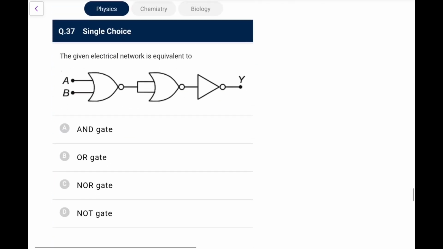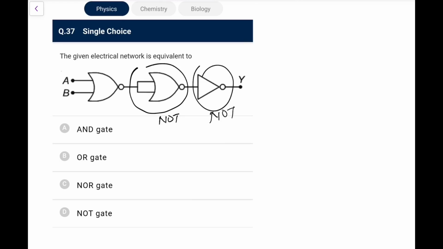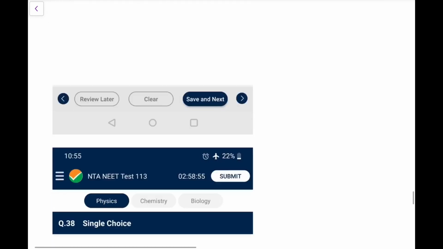The given electrical network is equivalent to what? Whenever you convert the same input to an OR or NAND, it becomes a NOT gate. It is also a NOT, that means they cancel. So this would be the gate, and this gate I can remember, this is equal to NOR gate, so the answer would be NOR gate. That's an easy one.